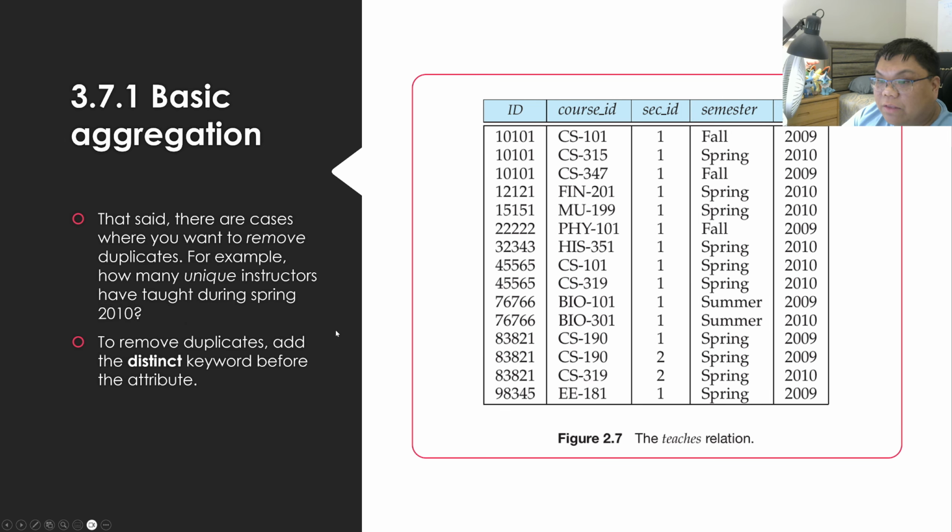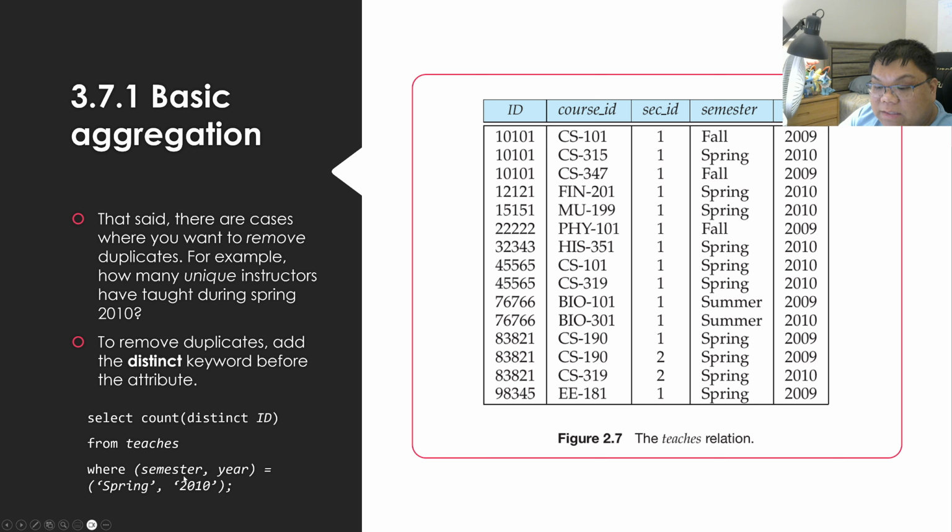Though there are cases where you do want to remove duplicates, like how many unique instructors have taught during Spring 2010. To remove duplicates, we use the distinct keyword before the attribute. So select count distinct ID from teachers where semester and year is Spring 2010.